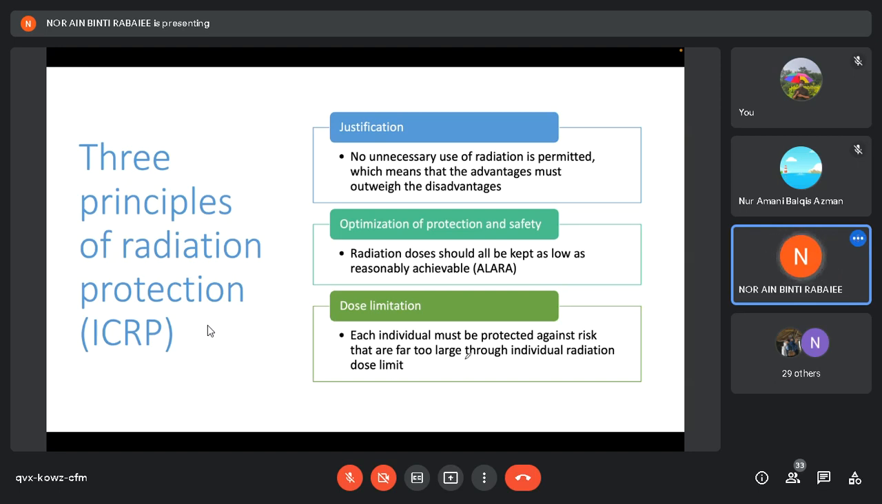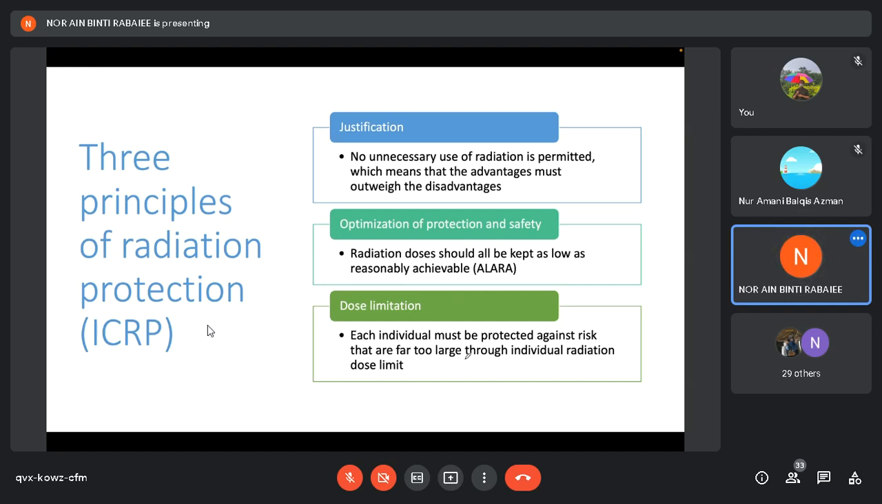No unnecessary use of radiation is permitted, which means that the advantage must outweigh the disadvantage. Before a procedure is performed in radiology, there has to be a justification for these cases. Why should these cases undergo this examination in certain modalities? They need to make sure that once they proceed with the procedure, the patient benefits from that examination.